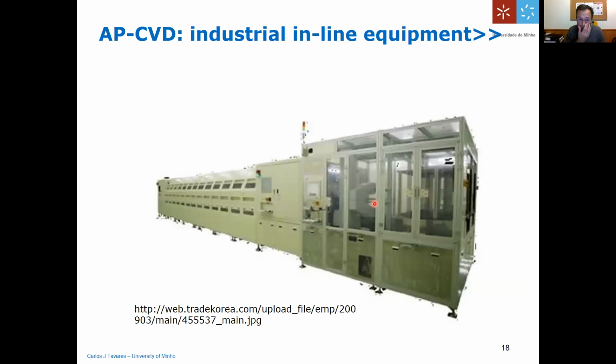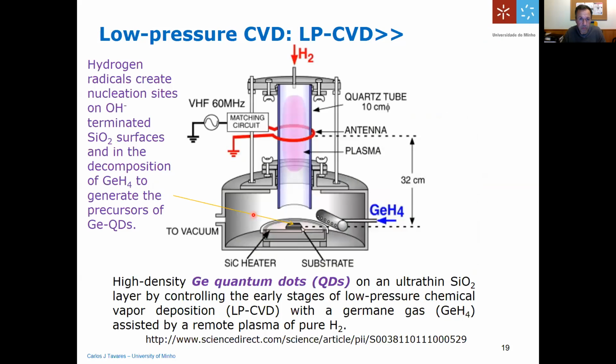For example, this is a Korean machine for atmospheric pressure CVD. So it's an industrial inline equipment. It's very large because you have a big transmission belt to convey the substrates from one end to the other. Now we have a process which requires vacuum. It doesn't require very high vacuum. It's a low pressure CVD.